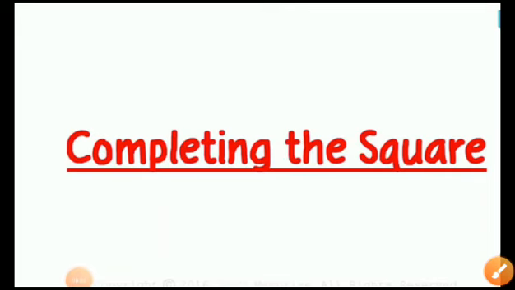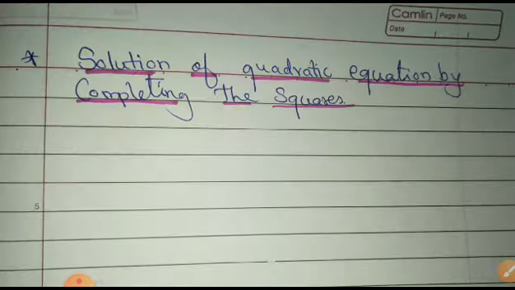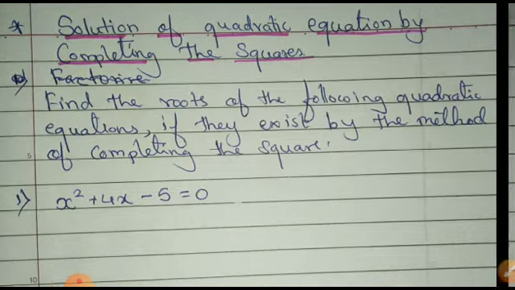Hello children. In the previous video, we started the new chapter Quadratic Equations, and we saw how to solve the quadratic equation by splitting the middle term. Okay? How to find the solutions. Now in this video, we'll be seeing the solution of quadratic equation by completing the square. Okay? So it is the solution of quadratic equation by completing the squares.